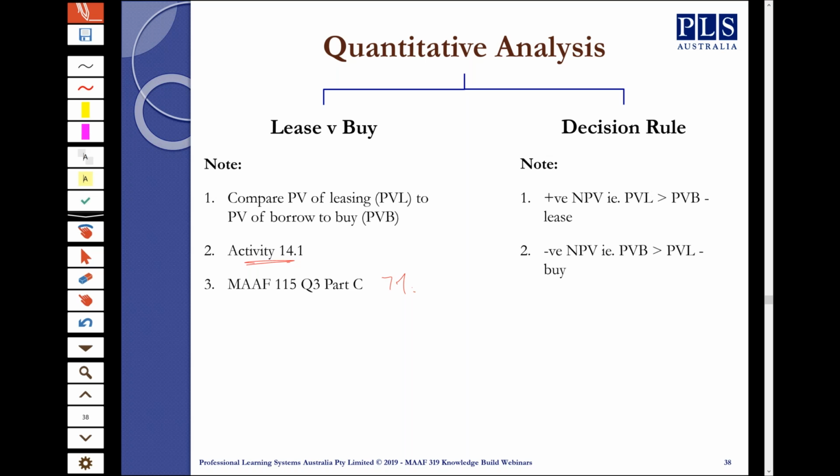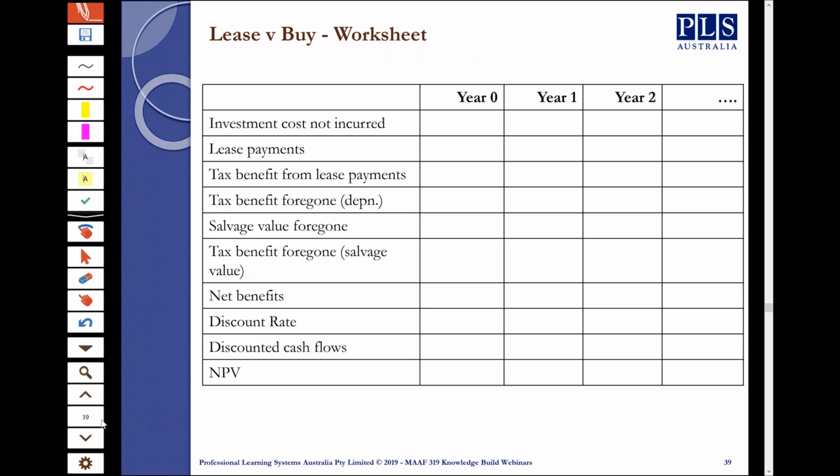So you need to compare the present value of your leasing to your present value of the borrow to buy. Basically, if your present value to lease is greater than your present value of borrow to buy, you would lease. If you've got negative NPV, that means your present value of borrow to buy is greater than your present value to lease, and you would look to buy in that instance. So note our paths that we can follow. Again, worksheet represented. If you work your way through here, you'll find that the investment cost not incurred will be year 0. You'll find that in terms of your lease payments, your tax benefits, they are likely to work through your year 0, year 1, year 2, depending upon whether payments are in advance or in arrears. Salvage value foregone will come over in this final period.